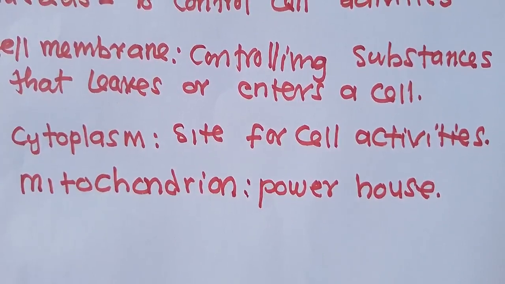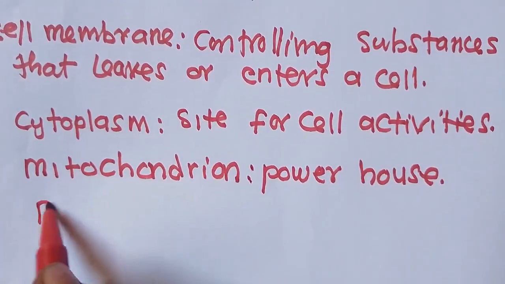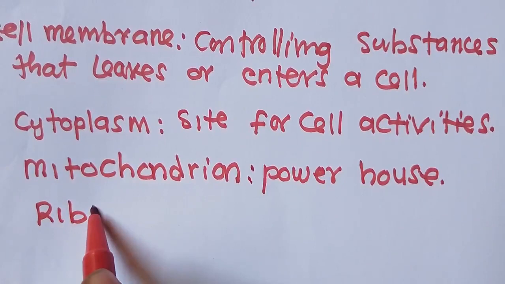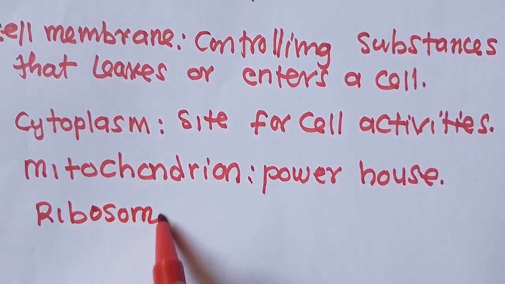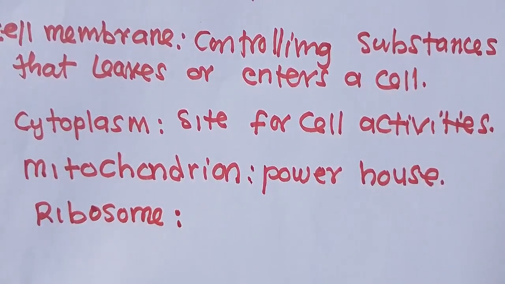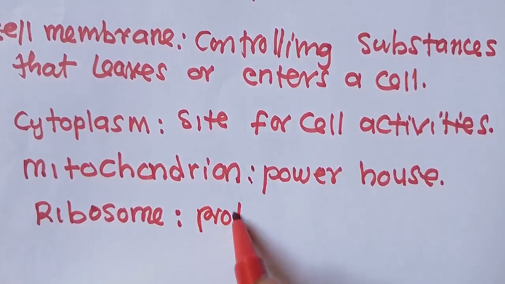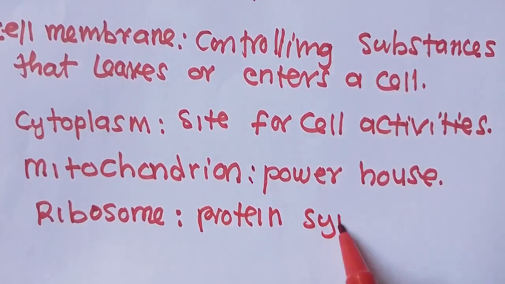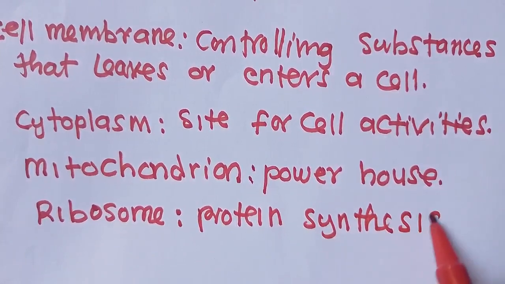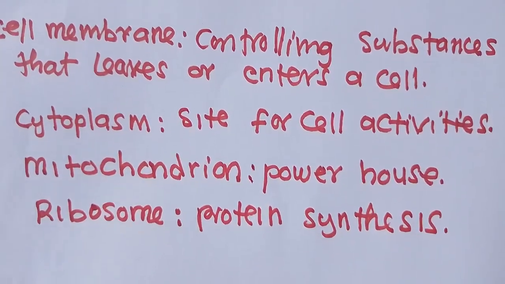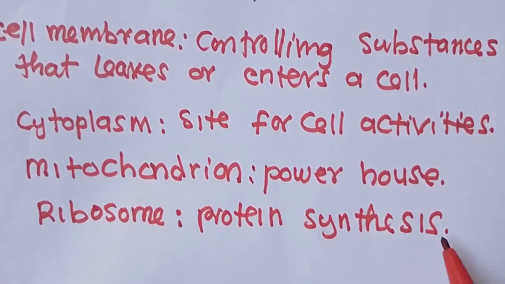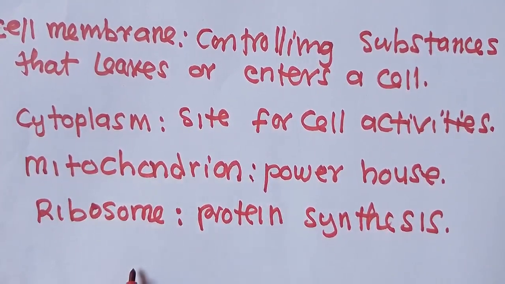Then we've got these parts here, what do we call these? Ribosomes. These are small round structures in the cell where protein synthesis takes place. This is what you need to know and understand. So protein synthesis takes place in these ribosomes.